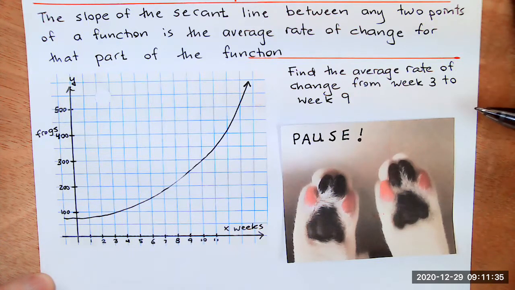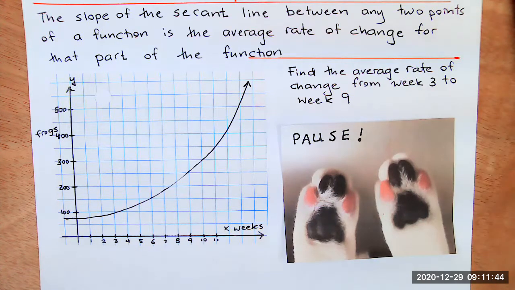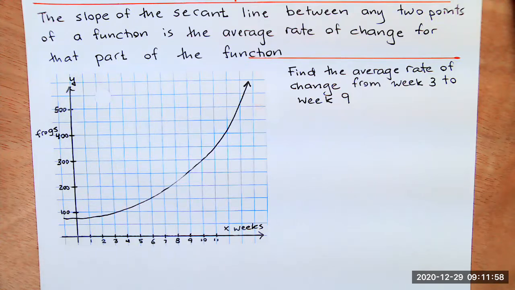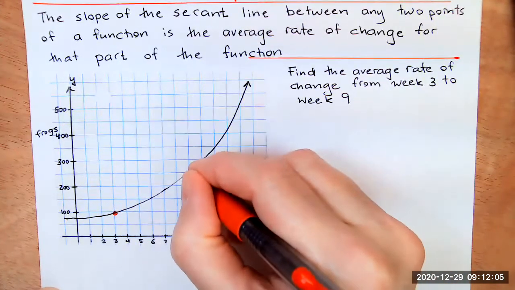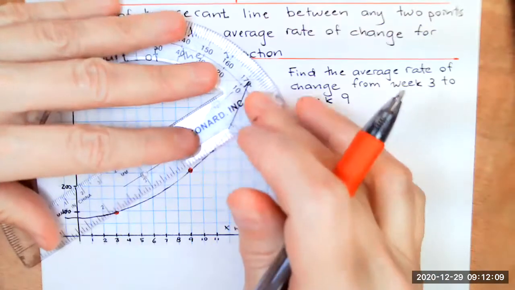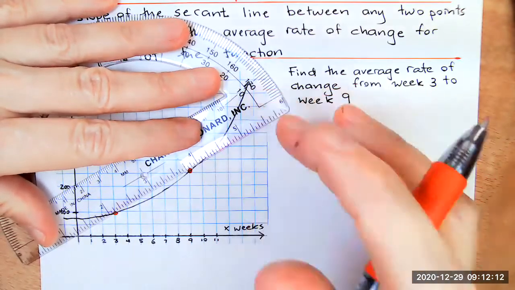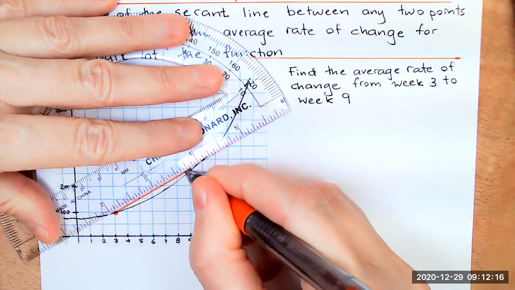So let's try another example. Can you find the average rate of change from week 3 to week 9? And I would recommend hitting the pause button and trying this one on your own. All right, I would start by looking at the 2 points. And then you can draw the secant line and look at that slope. Is that going to be a positive number or a negative number?